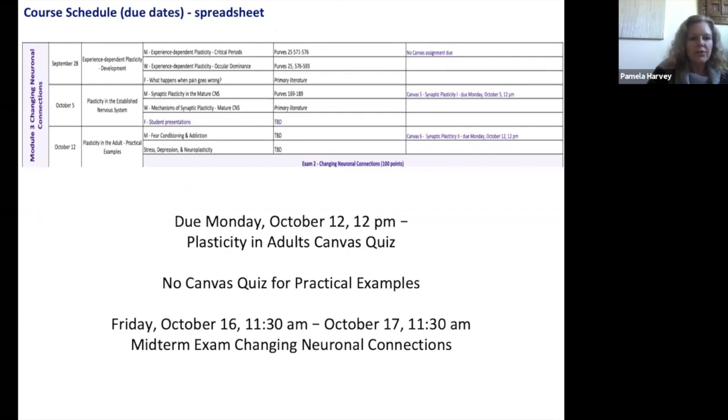So this is our schedule. We are now in the third week of module 3, which is changing neuronal connections. We talked about experience-dependent plasticity, which is plasticity that occurs either prenatally or early in childhood development. And we talked about the molecular mechanisms of synaptic plasticity in the adult. And like I said, this week we're going to talk about some applications of these things.